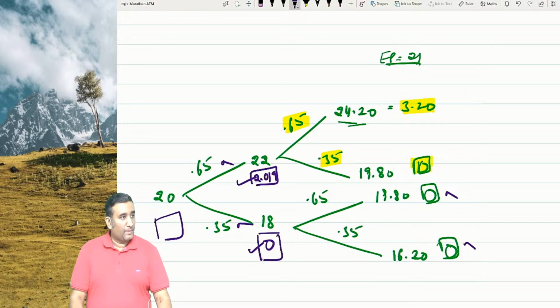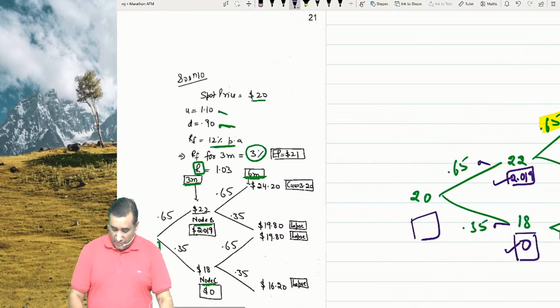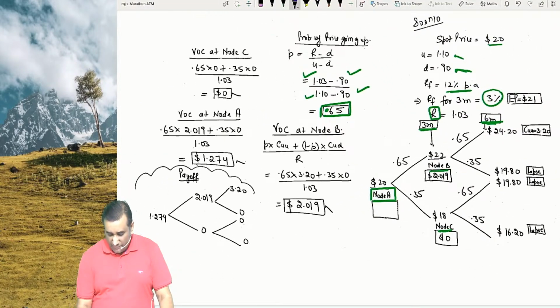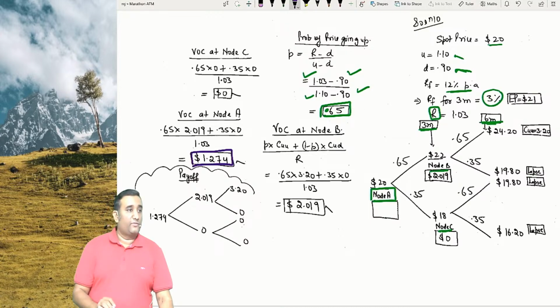Done? If I show you the answer now, this becomes my two-step model. Means my 0 period value will become $1.74.